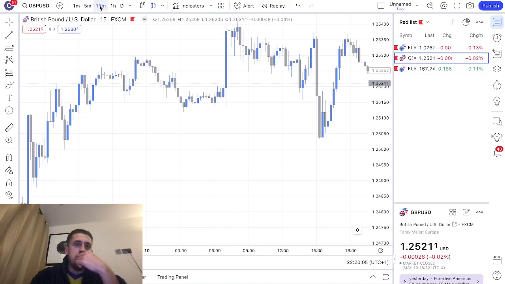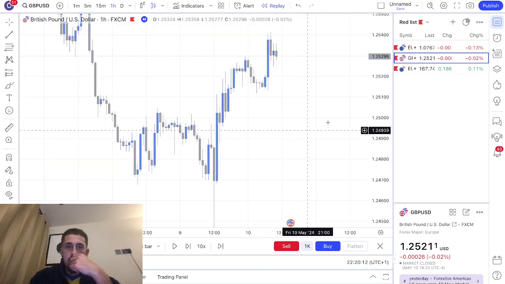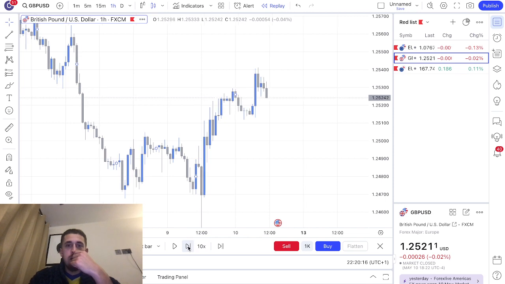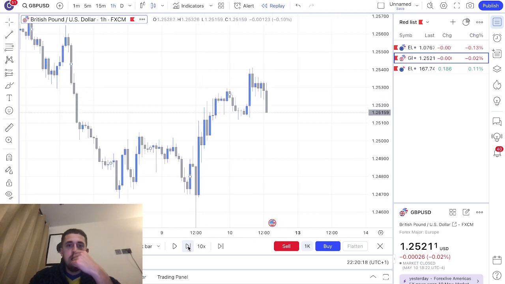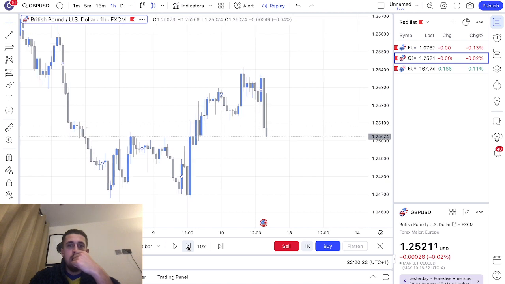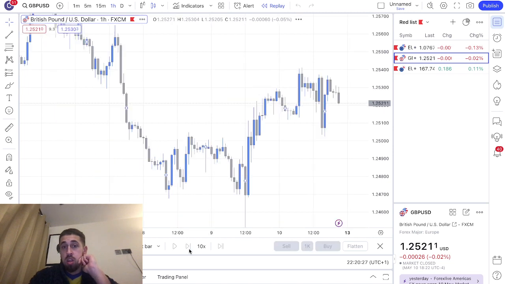Just trying to figure out why price went to there. Not that it matters, I'm just intrigued. Oh, okay. So this was part of a pullback before going higher. Okay.